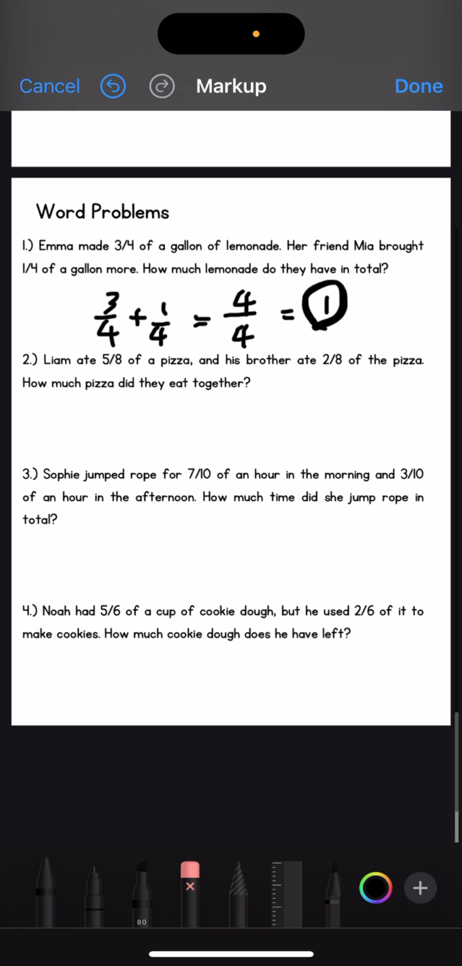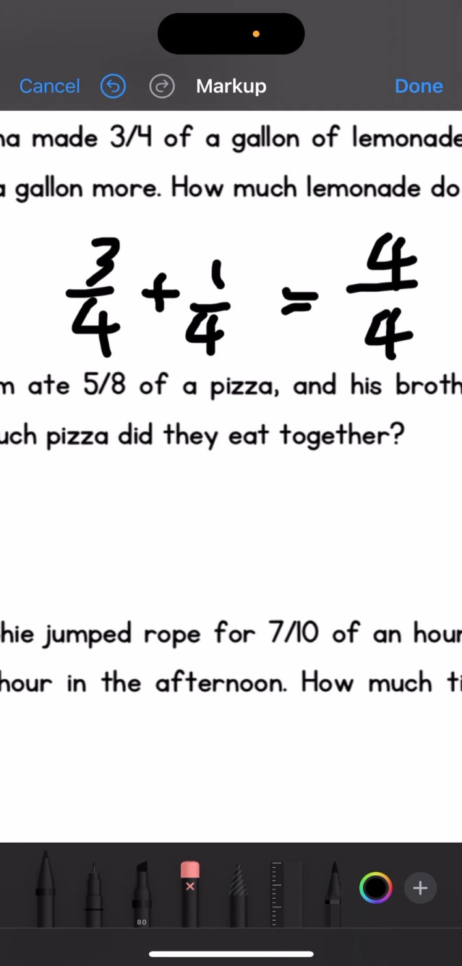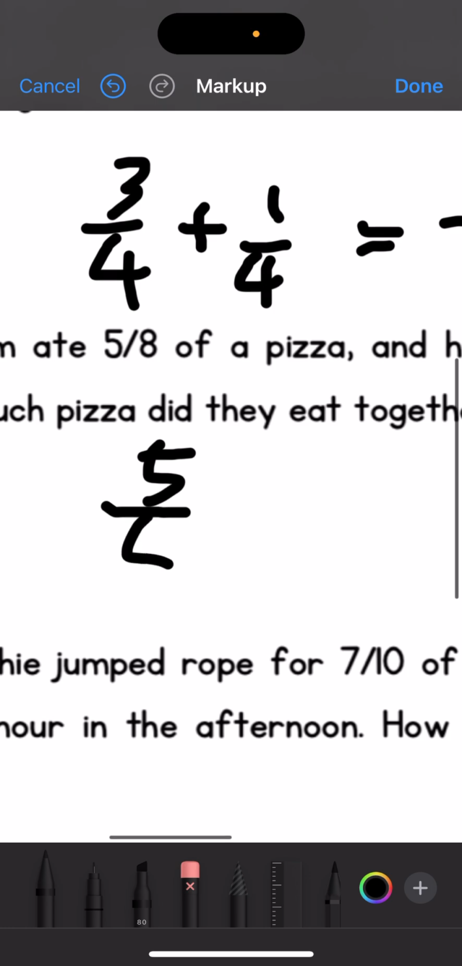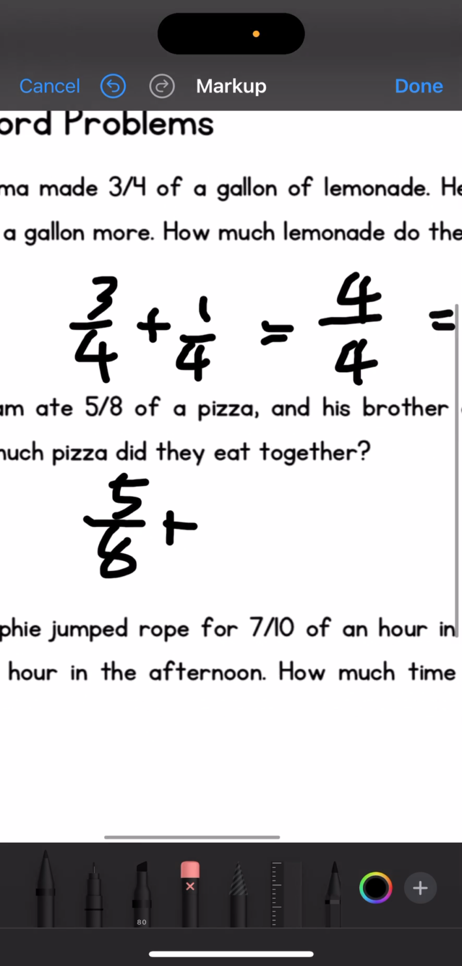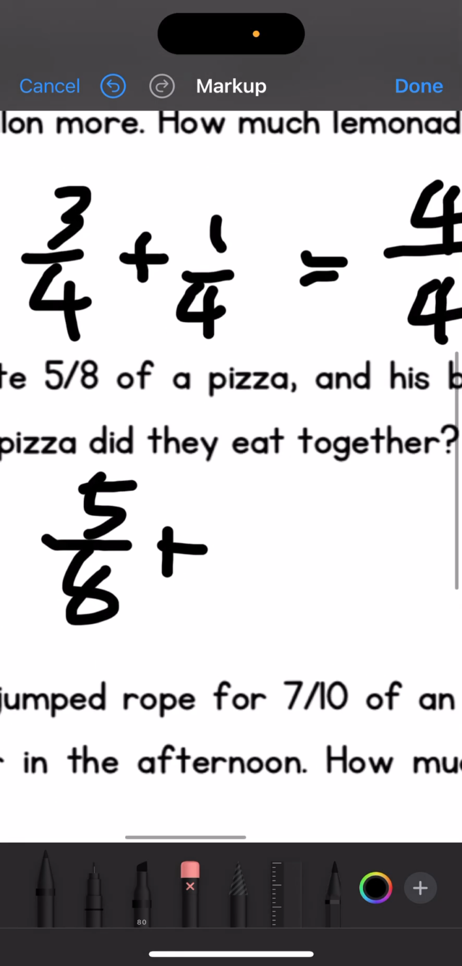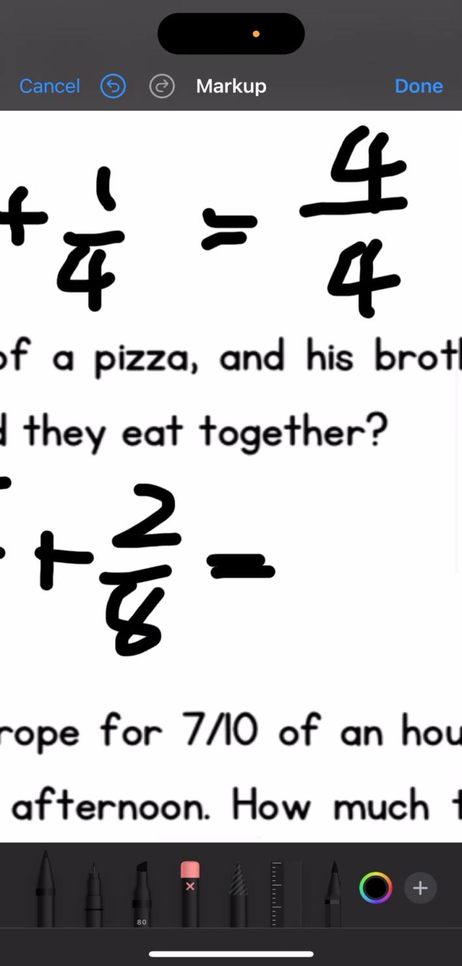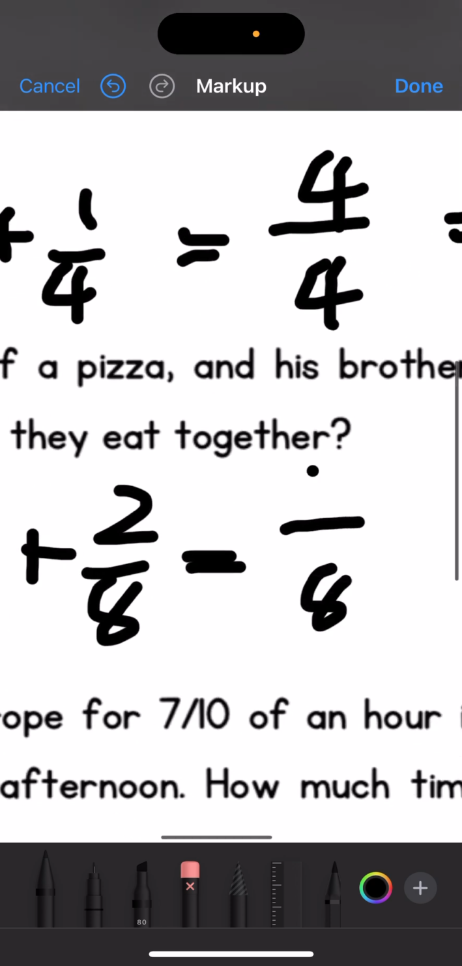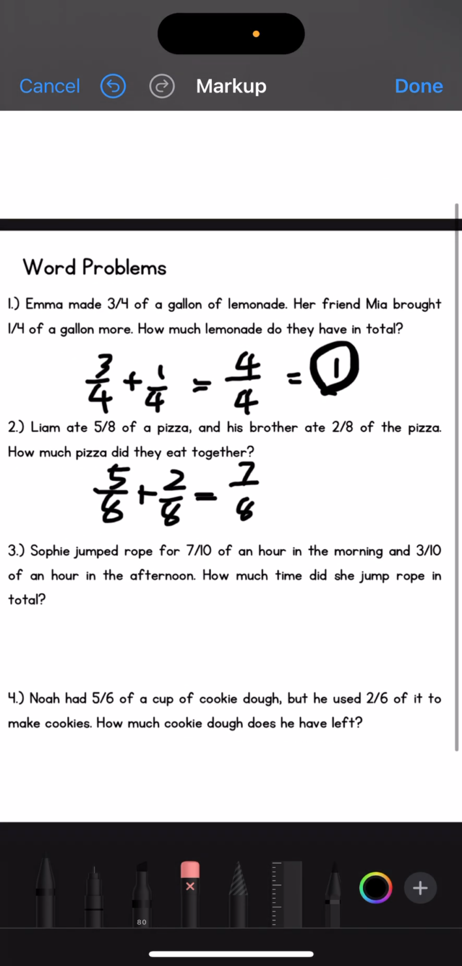Liam ate 5/8 of a pizza. His brother ate 2/8 of a pizza. How many pizza did they eat together? So we're finding out how much they ate together. Liam ate 5/8 and his brother ate 2/8. Because the denominator is common, we're just going to add the top and we get 7/8.